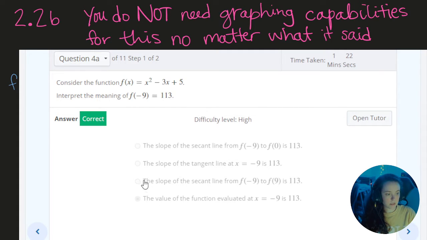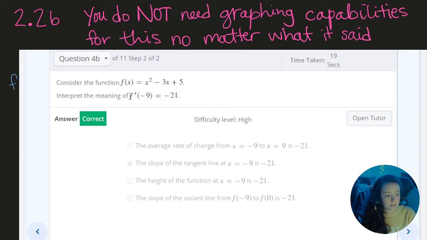In this case, it's not going to be any of these that say slope, because the derivative is the slope. There's no prime here, which means it's none of the slope answers, and you could have immediately eliminated every single one of those. So it has to be the value of the function evaluated at the point x equals -9 would be 113.